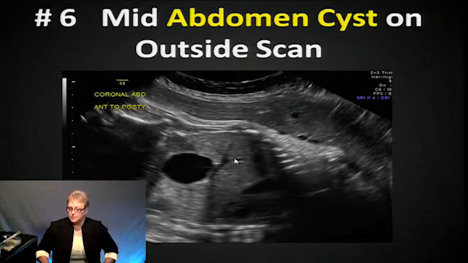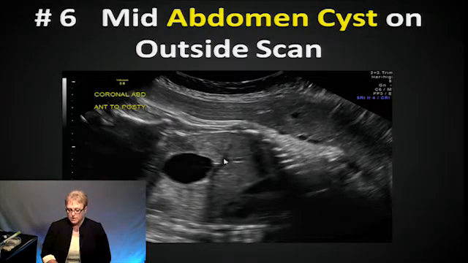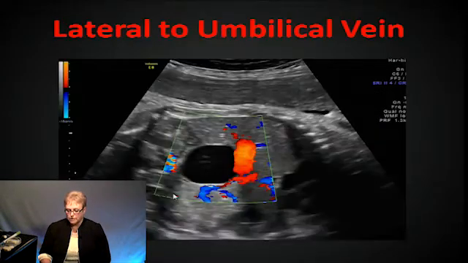Okay, another mid-abdominal cyst on an outside study. Looking at a coronal view, we're looking from the right side: part of the liver here, the diaphragm, and this hypoechoic structure, and we see some enhancement posteriorly. Put color on, and we see the umbilical vein coming in. It does go over towards the right, away from the stomach, but again, we see this cystic anechoic structure in the middle of the liver.